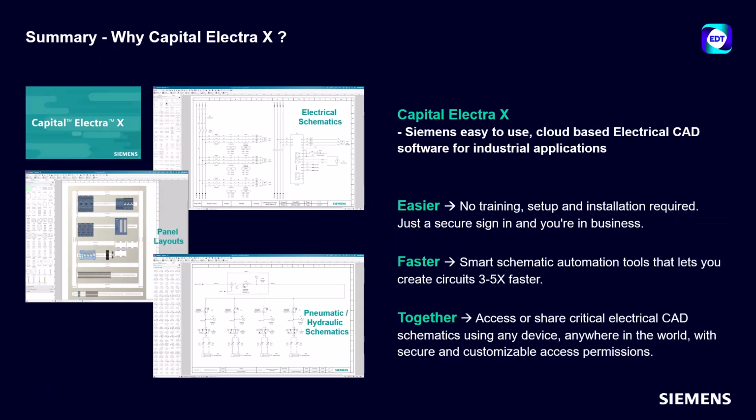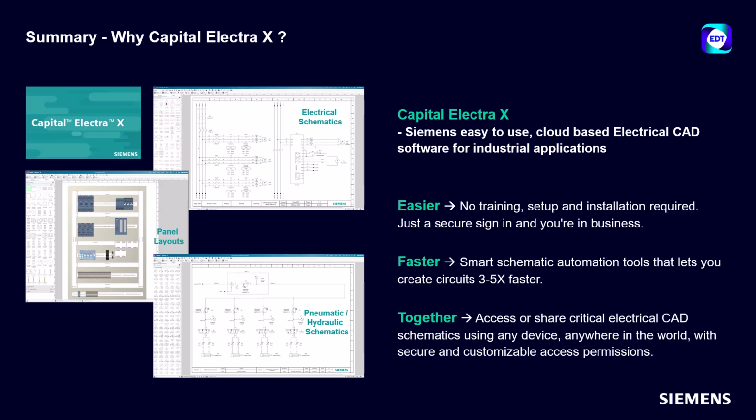Let's recap the key points of our presentation. Capital Electra X is a Siemens user-friendly, cloud-based electrical CAD software tailored for industrial applications. Seamless experience: you don't require any training, setup, or installation. Just a secure sign-in, and you are ready to go. Enhanced efficiency: with smart schematic automation tools, circuits can be created 3 to 5 times faster, streamlining your workflow.